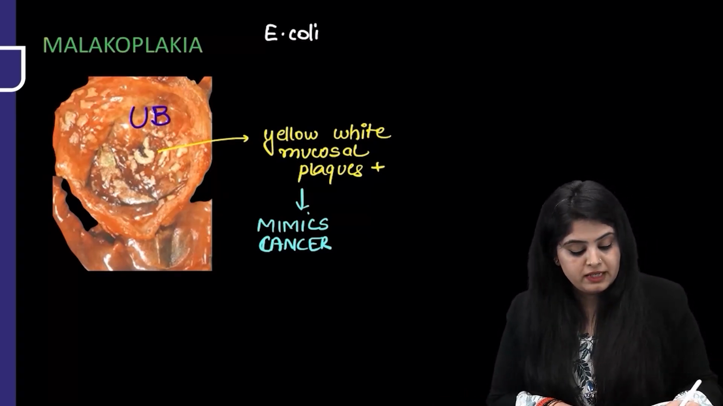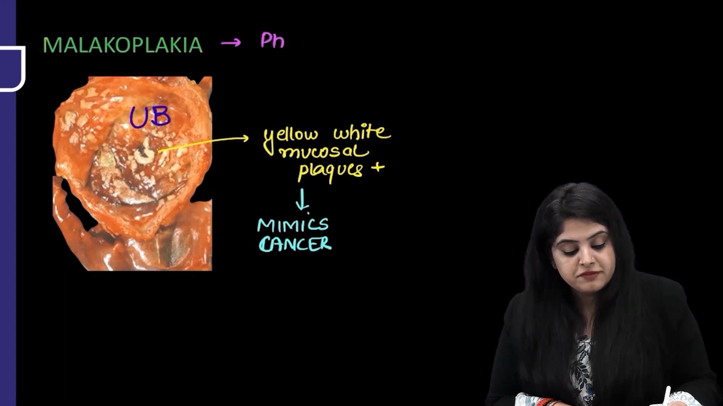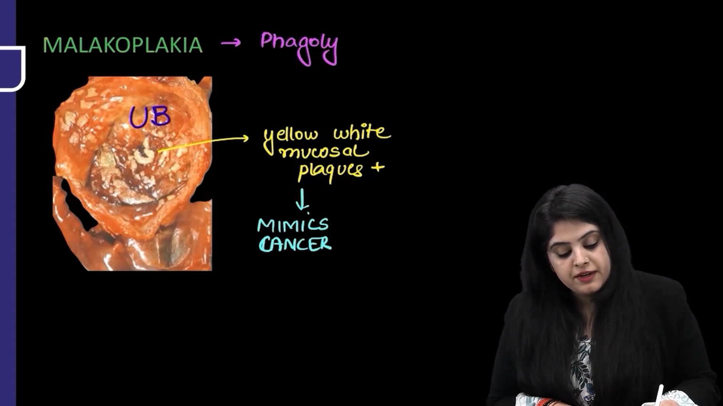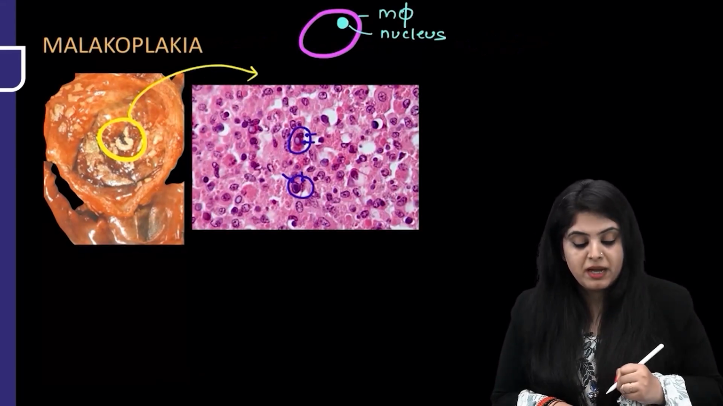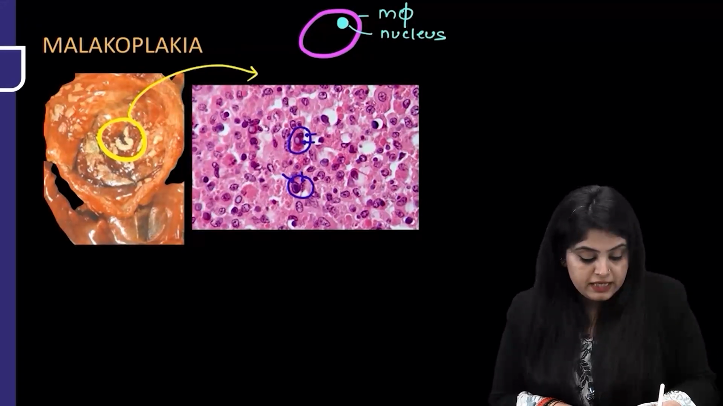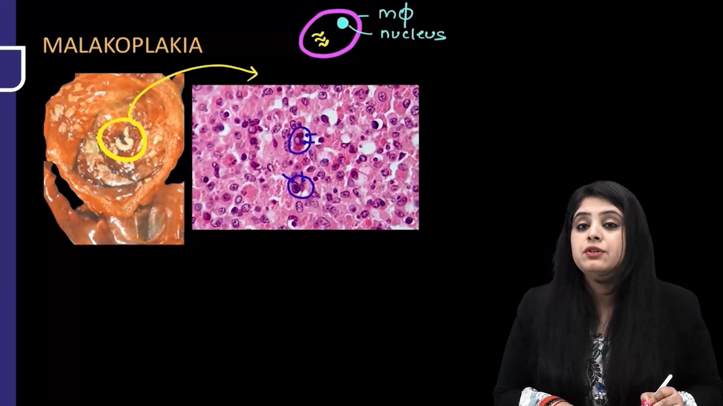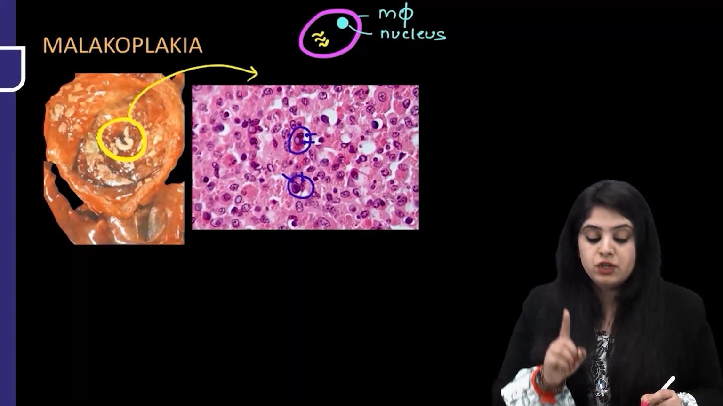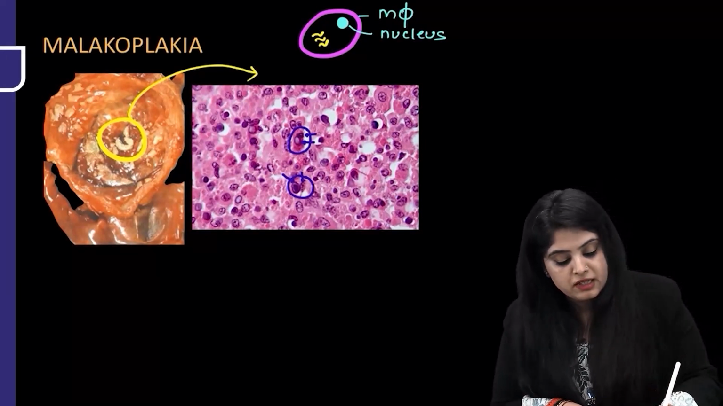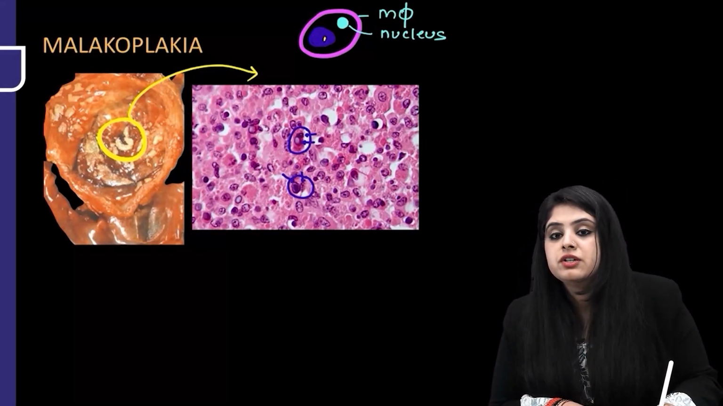But malakoplakia says that my defect is that there is a phagocytosis defect. There is going to be a phagolysosome defect that is going to be there. This means this is the macrophage. This definitely engulfed the E. coli, but could it kill it? If it has a phagolysosome defect, can it kill it? No, it cannot. What starts getting deposited around it? Calcium starts getting deposited.